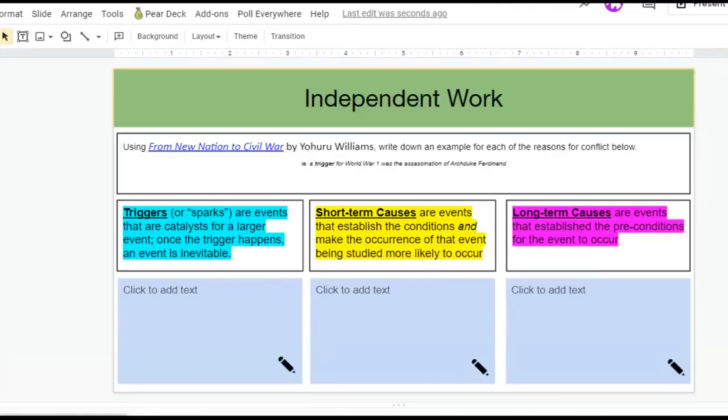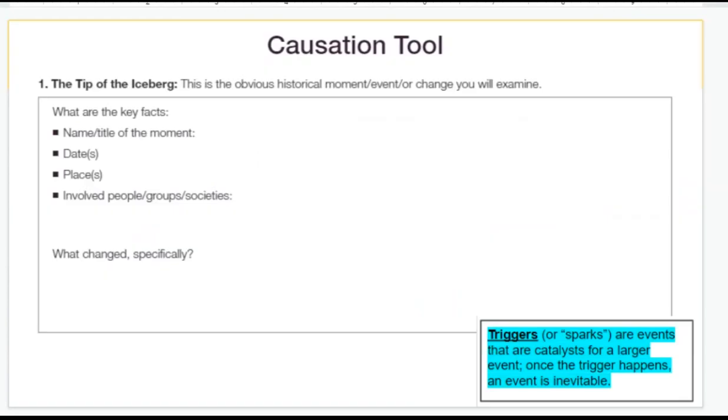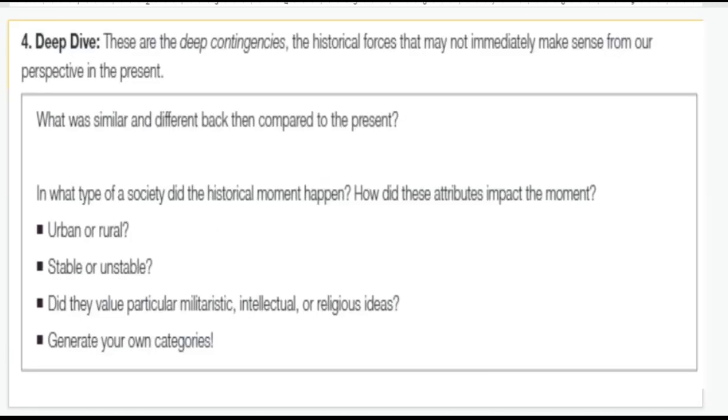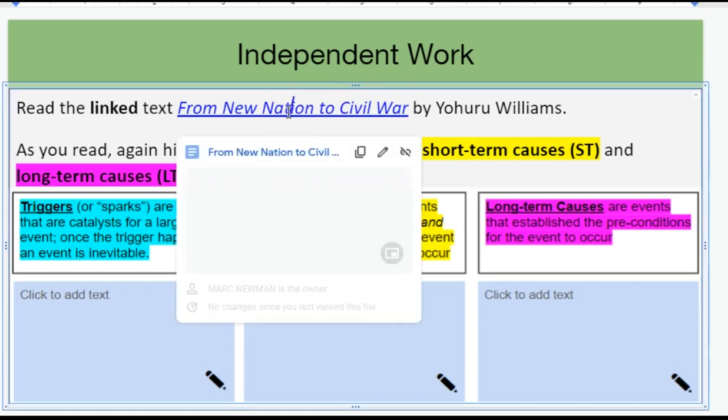Now, how are we going to take that deeper dive? We're going to go back to the causation tool. Remember, I told you tip of the iceberg, which is the trigger. Just above the surface is short-term cause, below the surface is long-term, and we're going in for the deeper dive. For what? For From New Nation to Civil War.